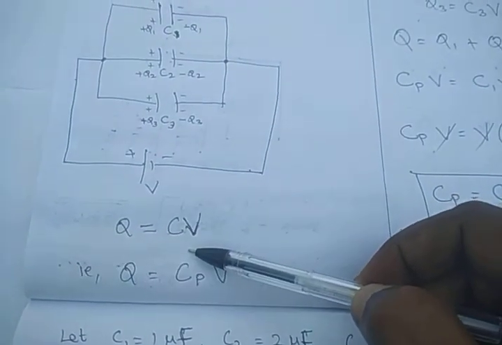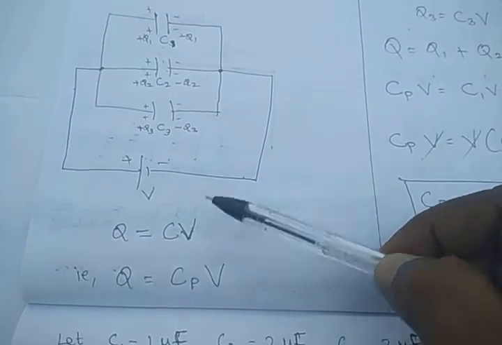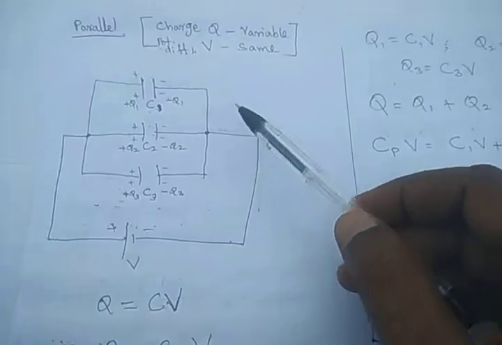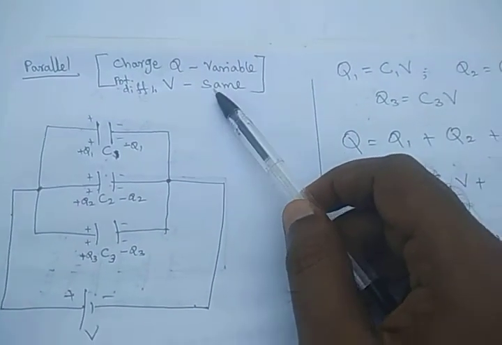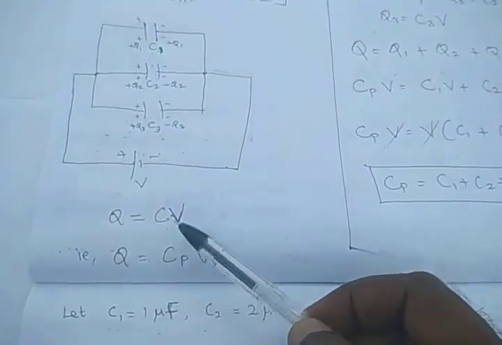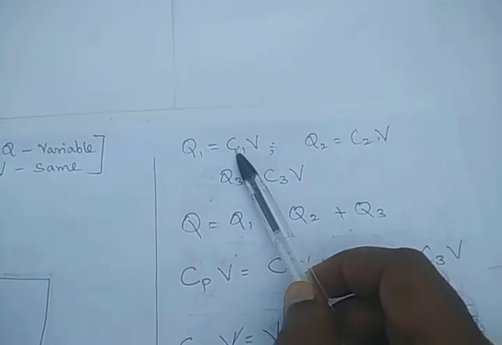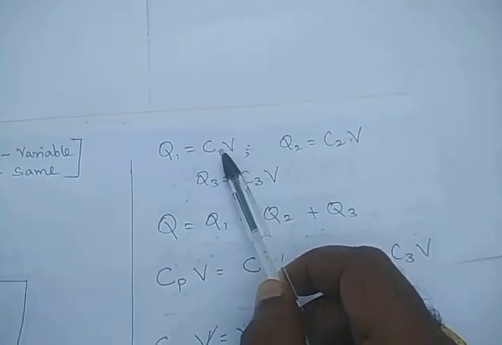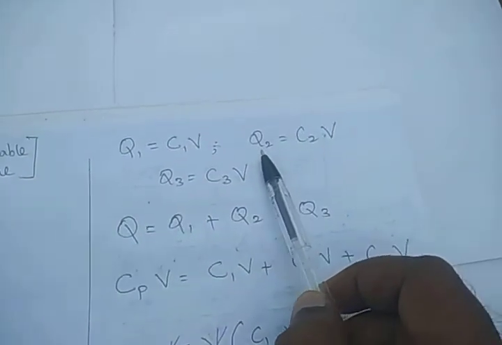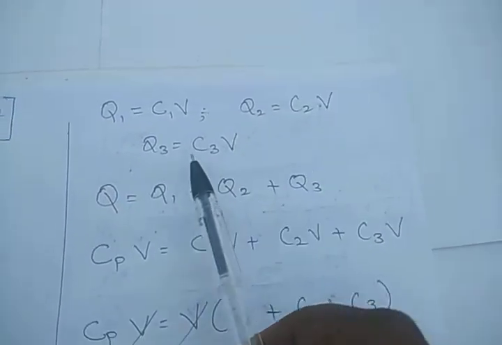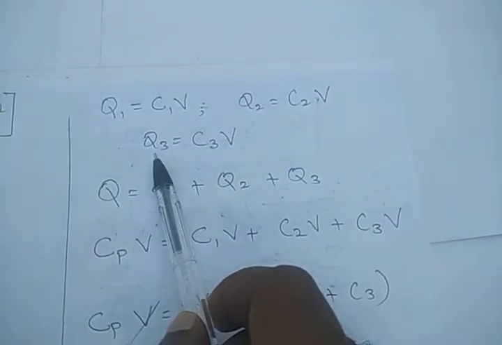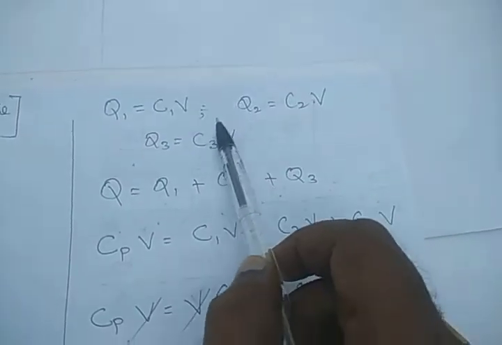For capacitor 1, it is Q1 = C1V. That means the voltage is constant. As we said earlier, V is the same, the potential is the same. So for the C1 capacitor, the charge is Q1 and the potential is the same. For the C2 capacitor, the charge is Q2 and the potential is the same. For the C3 capacitor, the charge is Q3 and the potential is the same V.